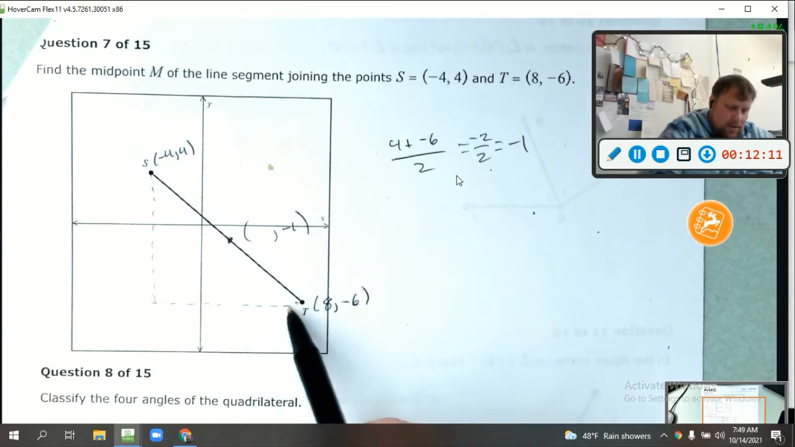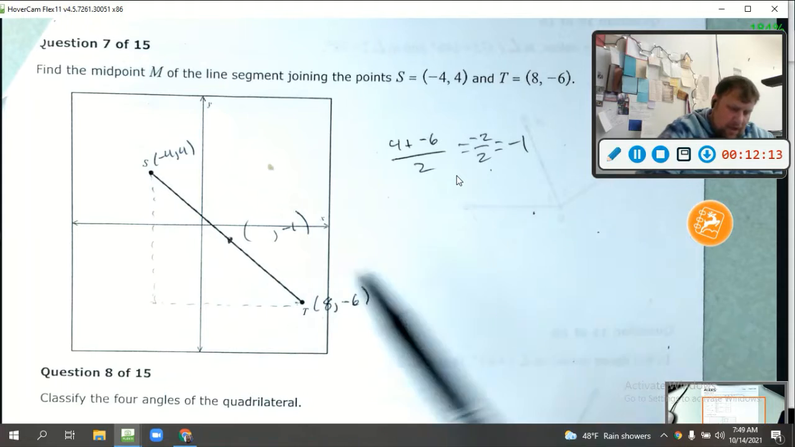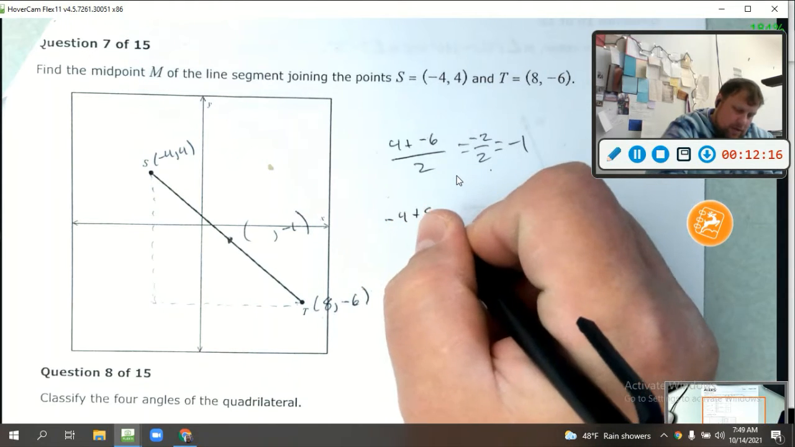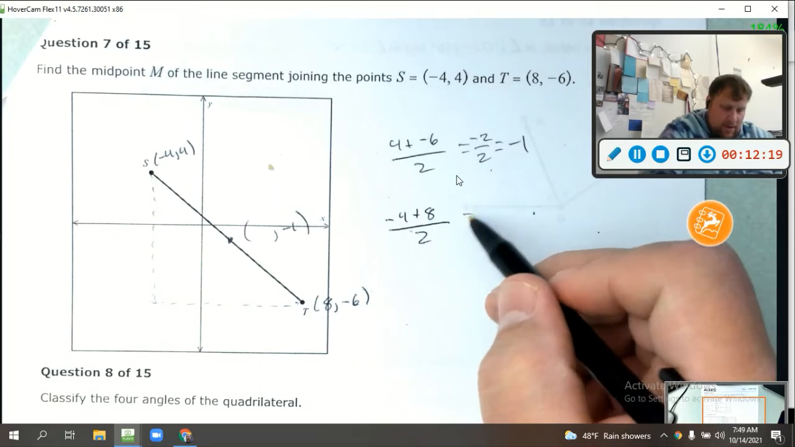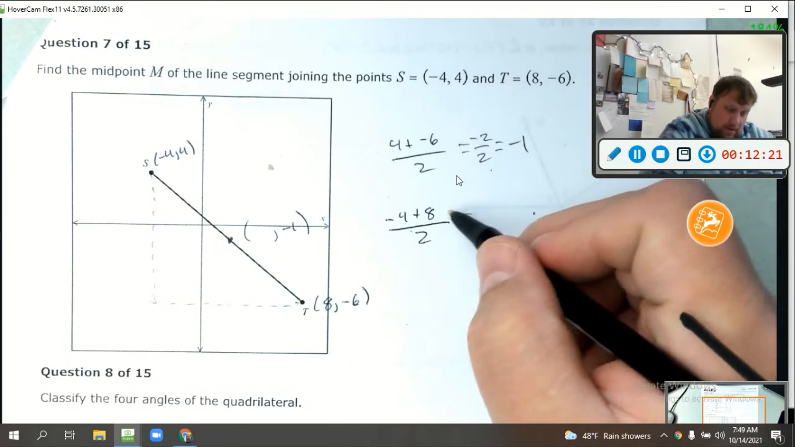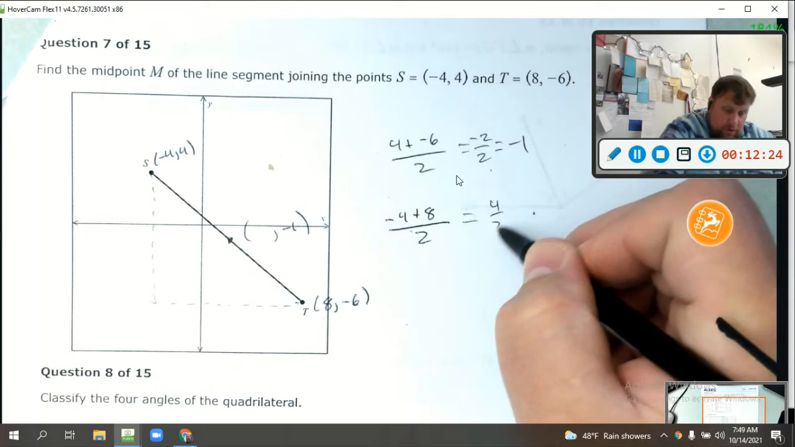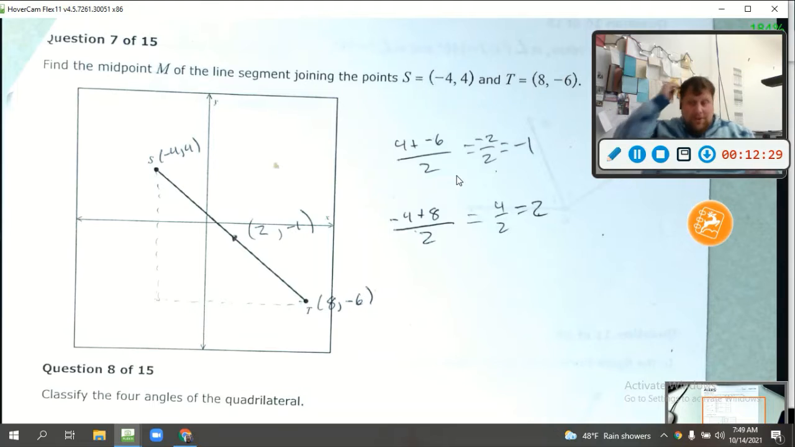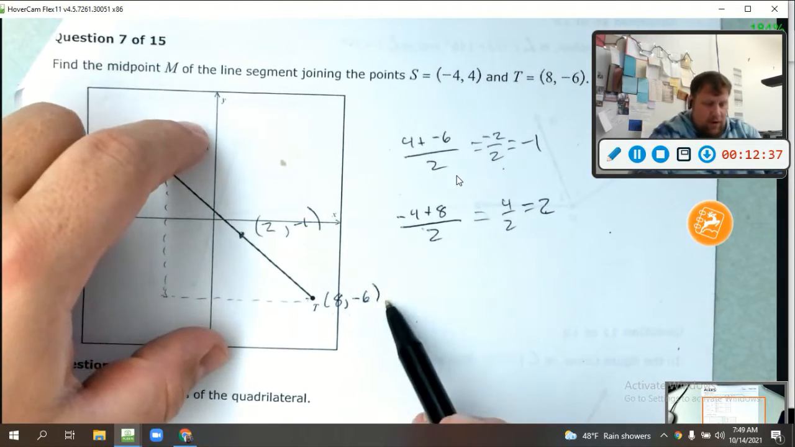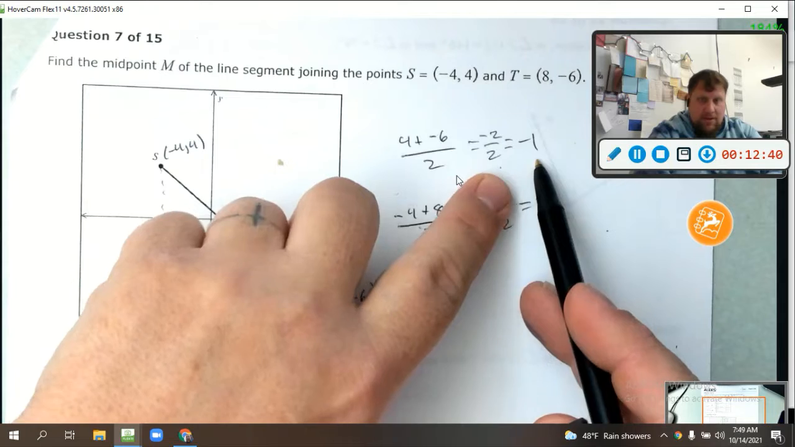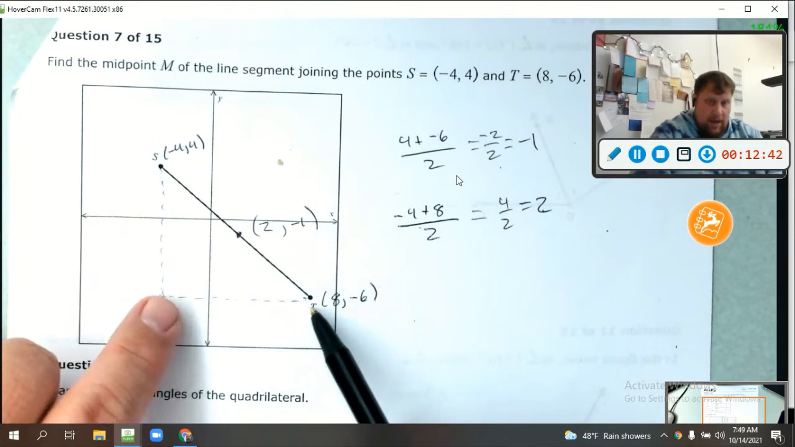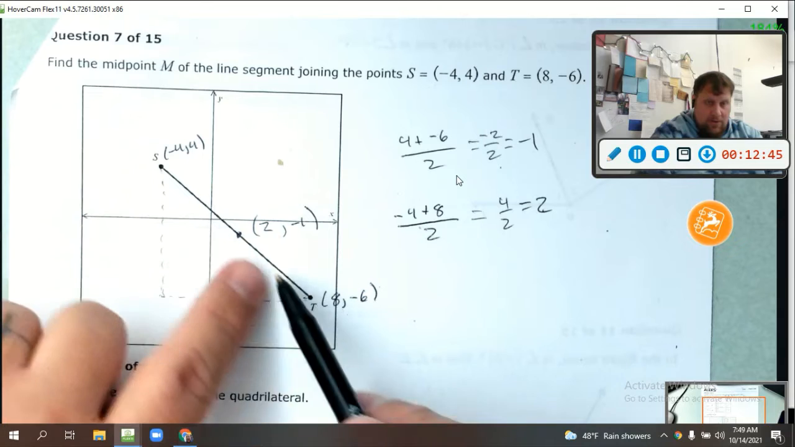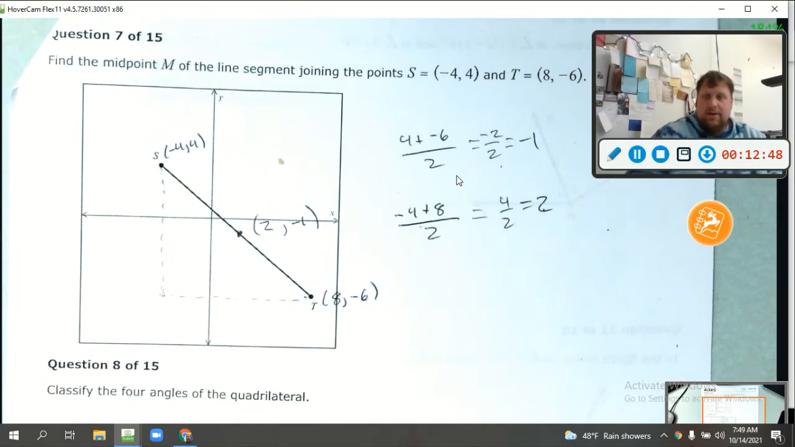Now I'm going to do the horizontal distance. I'm going from -4 to 8. So let's do -4 plus 8 divided by 2. -4 plus 8 is just 4 over 2, which equals 2. So the midpoint is (2, -1). That's it. We're basically just using the midpoint formula to find that. We add our two y values together, 4 and -6, and divide by 2 to get the y value. We add the two x values together and divide by 2 to get the x value. Yeah, that's good stuff.